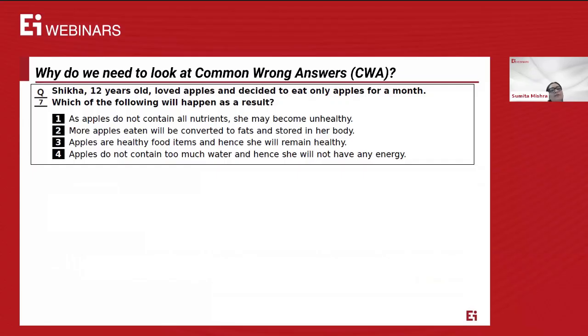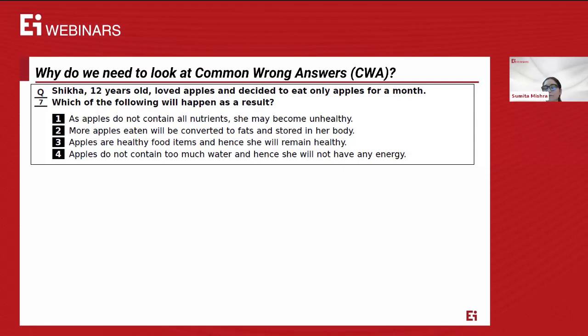So what we found was that, of course, we have told our students from the beginning that apples or fruits are healthy for you. So therefore, most of the students picked option 3, that apples are healthy food items, and therefore Shikha would remain healthy even if she only decides to eat apples for a whole month. But the correct answer is option 1, that since apples do not contain all nutrients, she may become unhealthy.